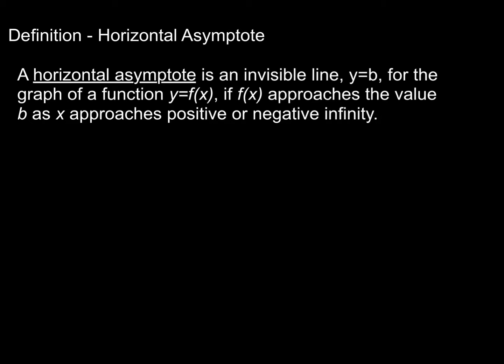And this way of speaking should be familiar because it's the same way we described the vertical asymptote. So we might say f of x approaches this value b as x approaches negative infinity, or as x approaches positive infinity, right? Because that will mean that our function, as we move further to the left and further to the right, is going to be getting closer to this particular value b.